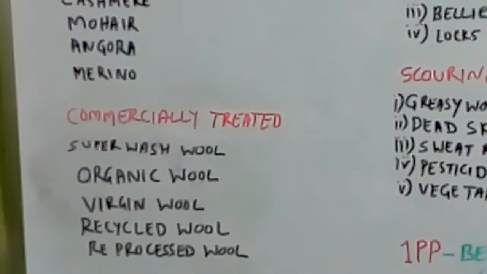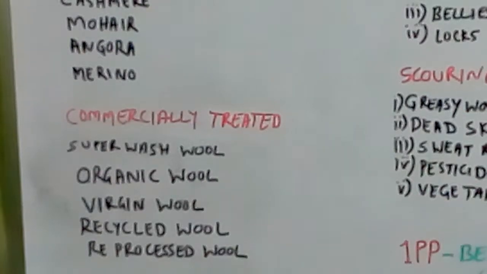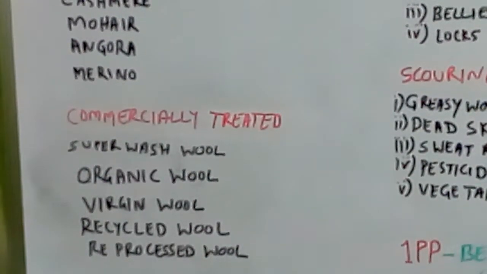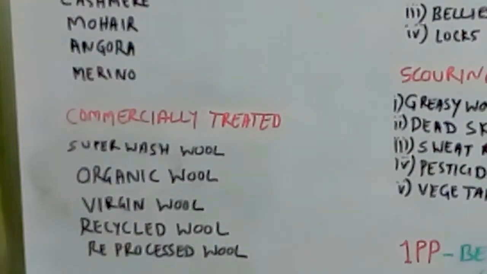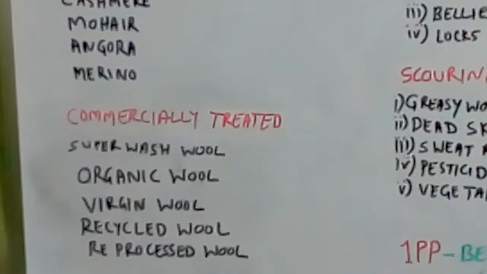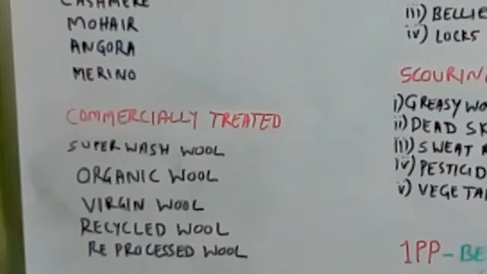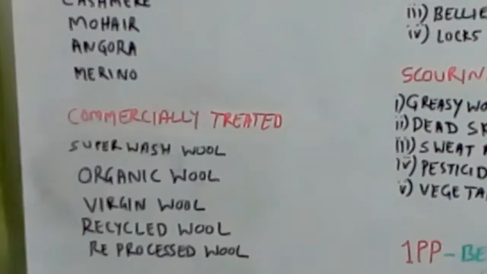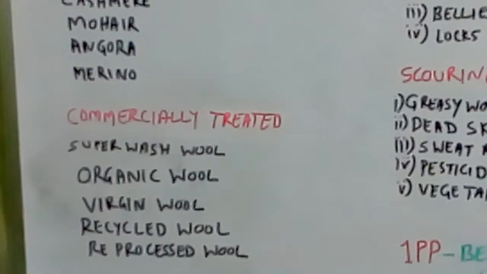Next, organic wool. Like in cotton and other materials, people are thinking of organic. The whole production should be organic from start to end: the process should be organic, the material should be organic, everything should be organic. But in the case of wool, compared to cotton, it is a limited process and also a costly process. So organic wool has limitations.